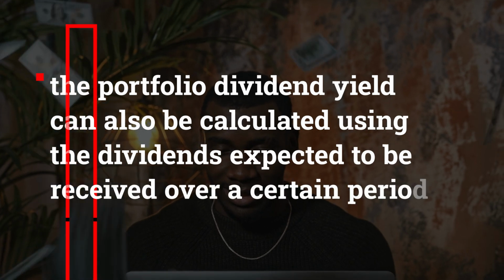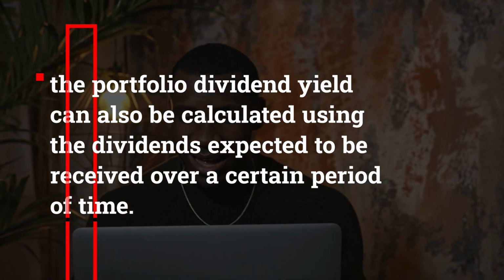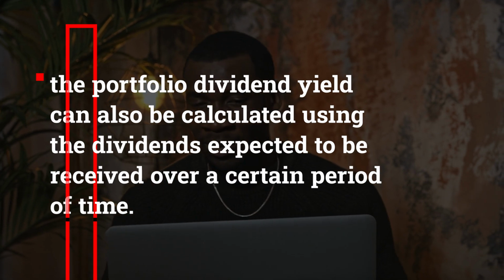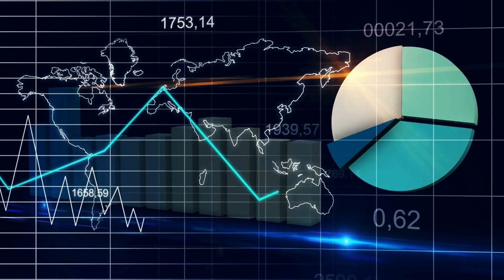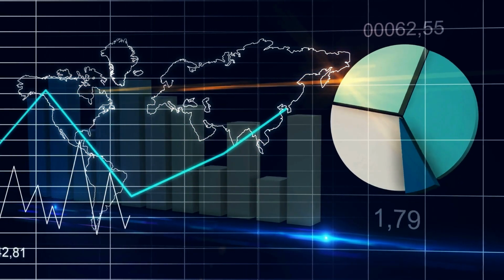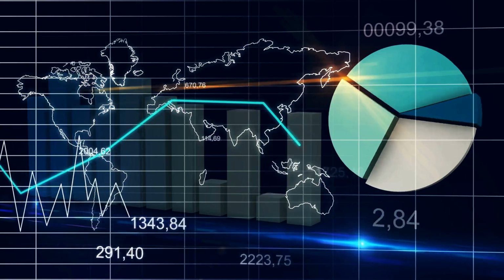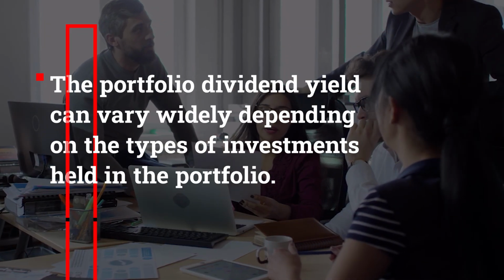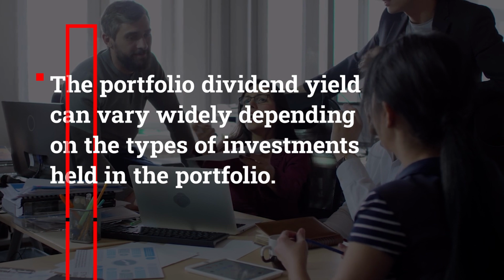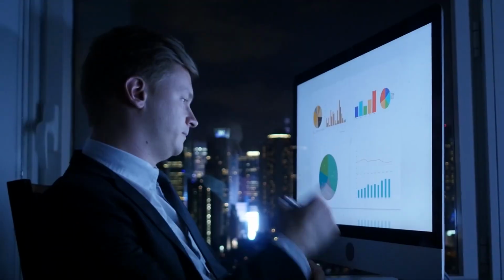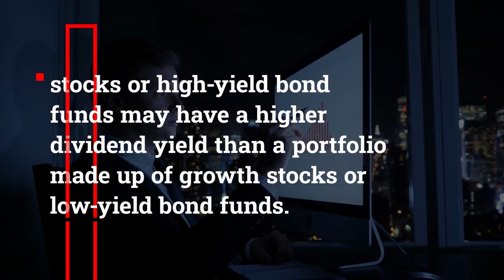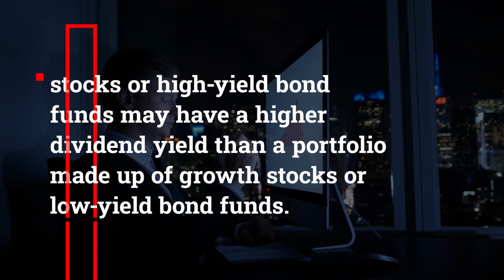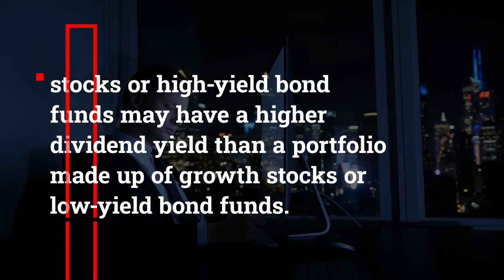In addition to the total dividends received, the portfolio dividend yield can be calculated by using the dividends expected to be received over a certain period of time. This is known as the forward dividend yield, and it can be used for investors who are trying to forecast the future income potential of their investments. The portfolio dividend yield can vary widely depending on the type of investments held in the portfolio. For example, a portfolio made up of dividend-paying stocks or high-yield bond funds may have a higher dividend yield than a portfolio made up of growth stocks or low-yield bond funds.